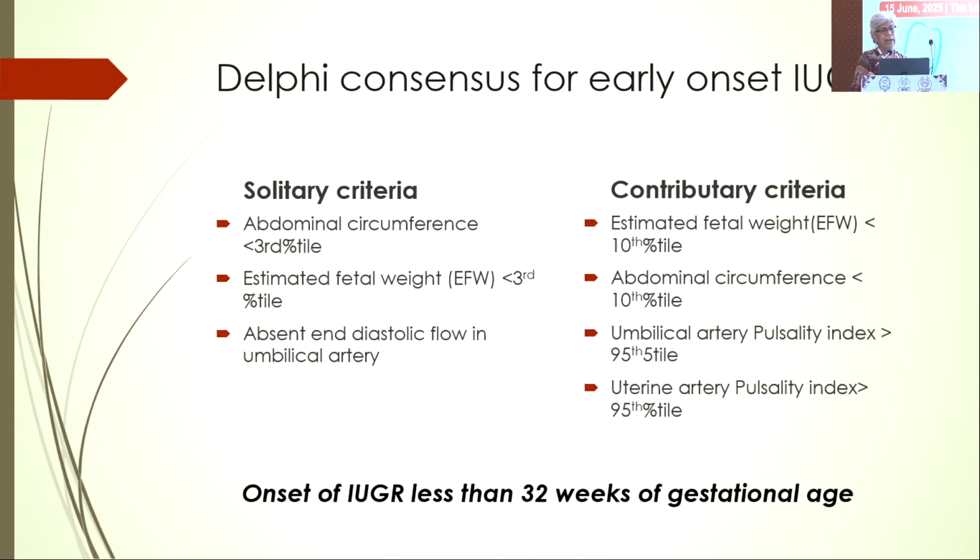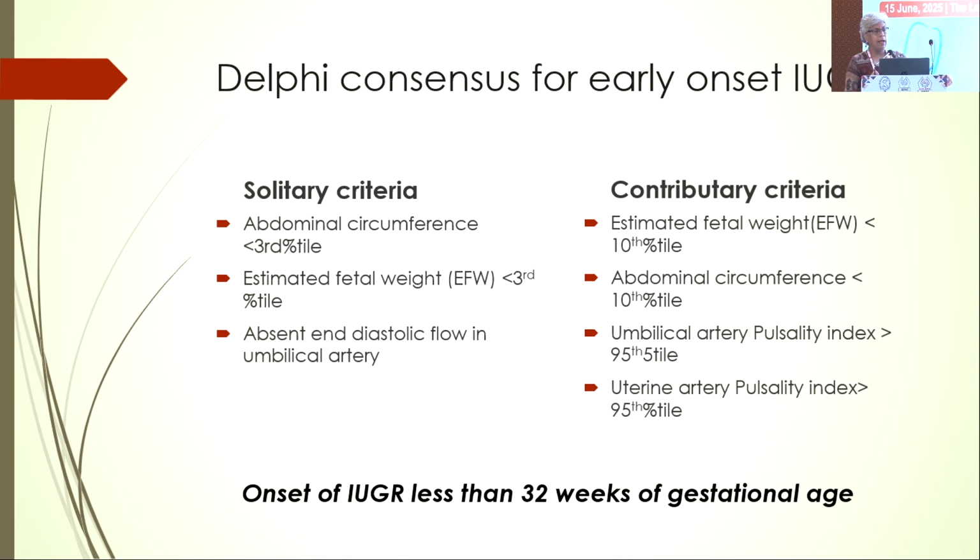So there is one solitary criteria, there are 3 solitary criteria, meaning if they are abnormal, they don't need anyone else, like the Indian Air Force. So the criteria are abdominal circumference or estimated fetal weight if it is less than 3rd centile, or absent end diastolic flow in the umbilical artery.